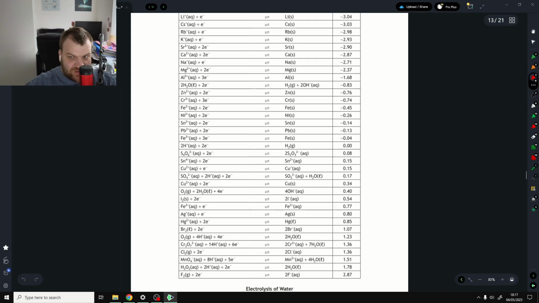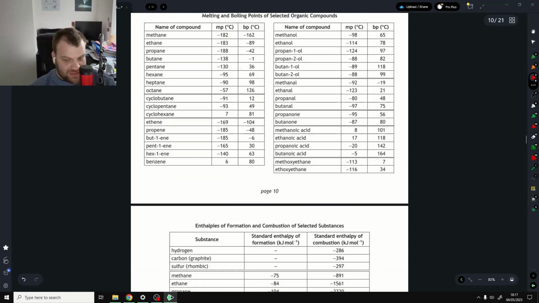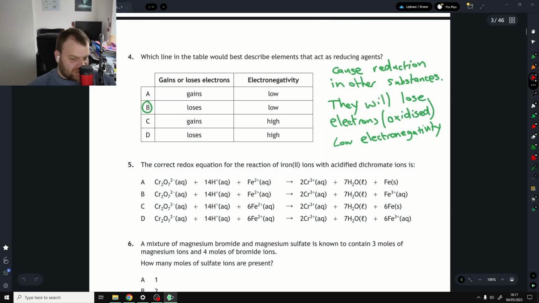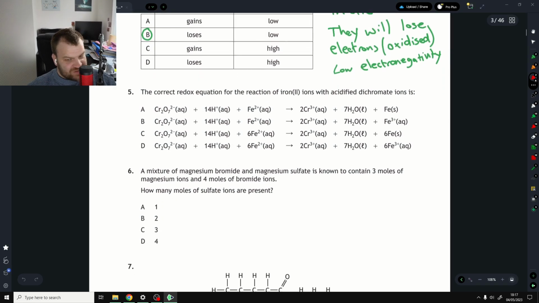Another way of approaching this is that our top right is our reducing agents. Bottom left of the table tends to be our oxidizing agents. We look at lithium's electronegativity, we'll see it's got a very low electronegativity, 1.0. And if it's got a low electronegativity, when it's paired up with something else, it will likely lose electrons to the other chemical. That'll give us B for answer.